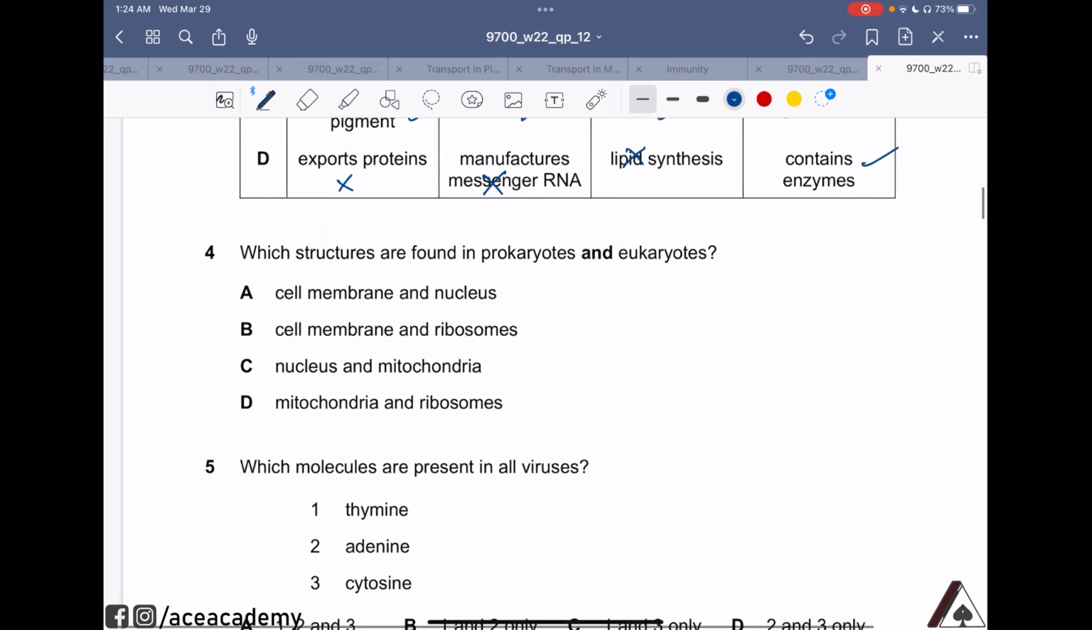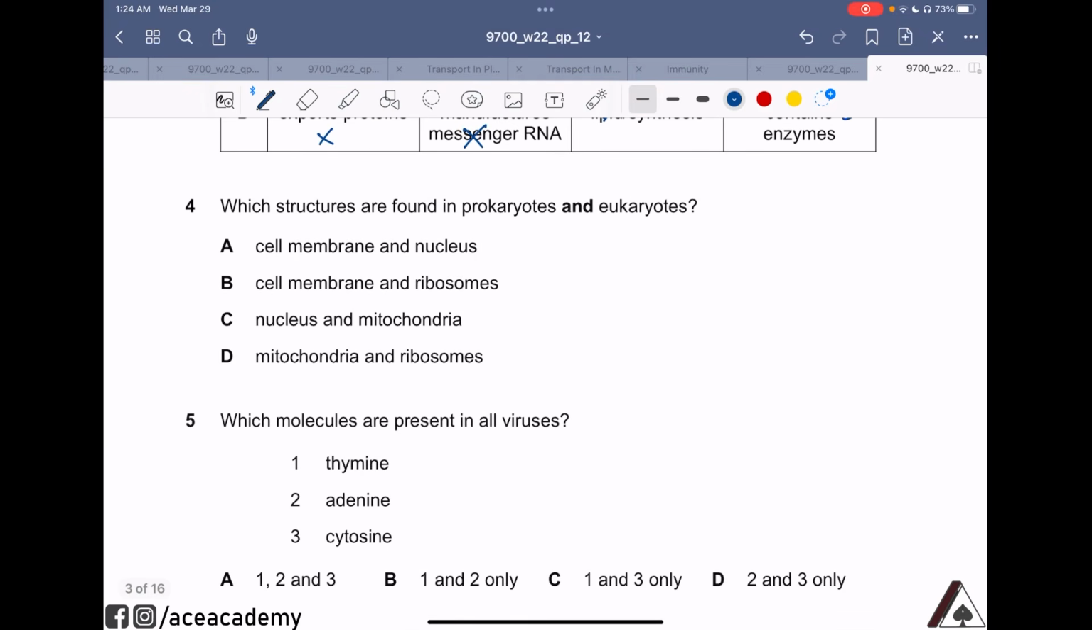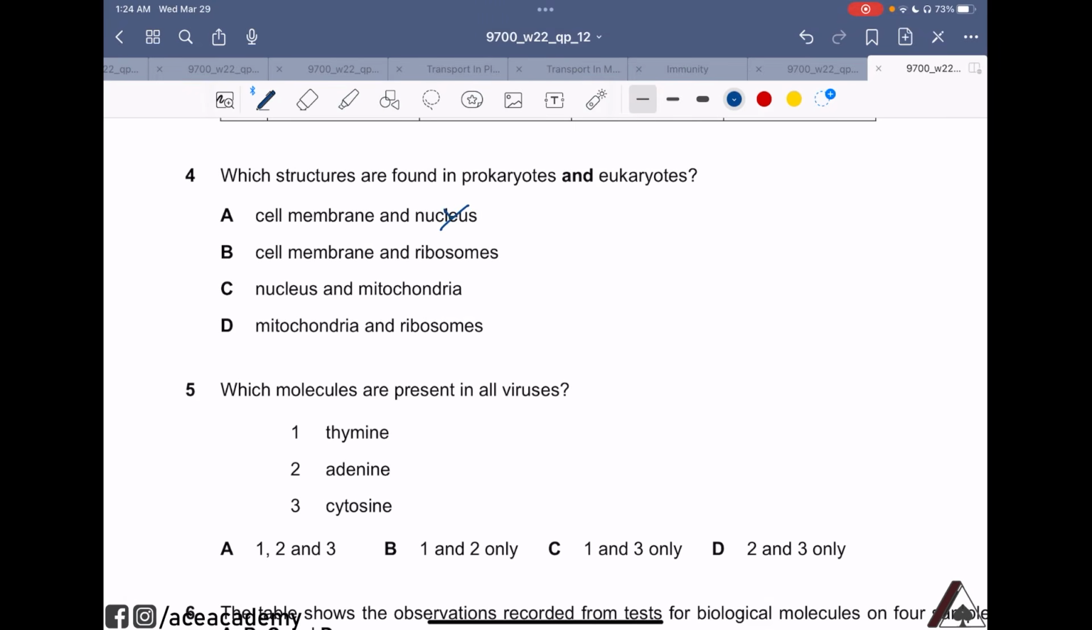Number 4. Which structures are found in prokaryotes and eukaryotes? Cell membrane and nucleus? No. Prokaryotes do not have a nucleus. Their DNA is naked in the cytoplasm, it is not associated with any proteins, and it is circular. So option A is wrong. Cell membrane and ribosomes. This is correct. Prokaryotes have 70S ribosomes while eukaryotes have 80S ribosomes. Nucleolus, nucleus and mitochondria? No, prokaryotes do not have mitochondria. Mitochondria and ribosomes? No, prokaryotes do not have mitochondria. So B is the correct answer.